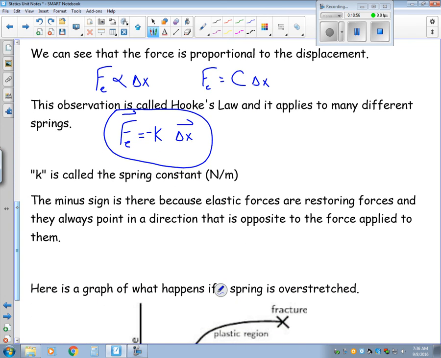The minus sign, again, is because elastic forces are what we call restoring forces. The elastic force is constantly trying to restore the spring to its rest position. It's constantly trying to pull it back to that rest position. So it always points in a direction that is opposite to the displacement, because the displacement comes from an applied force.